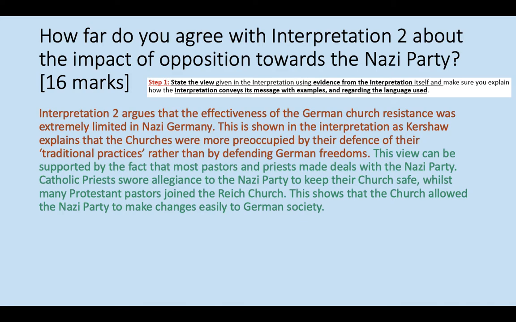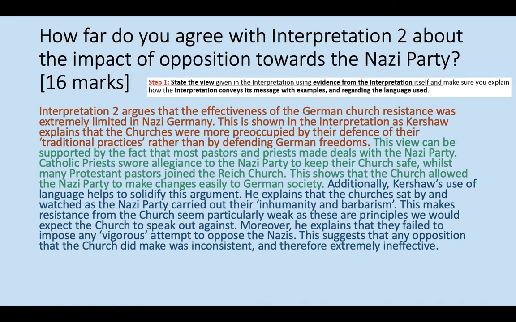Now we want to also do this second part. Explain how the interpretation conveys its message with examples and regarding the language used. So let's move on to talk about the language. I've just copied what I did in my last task here.